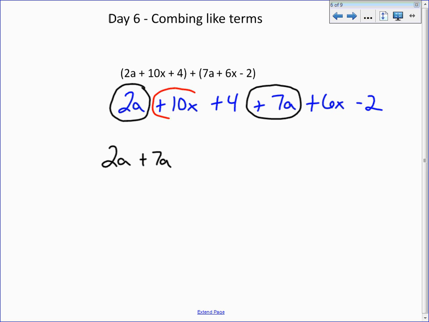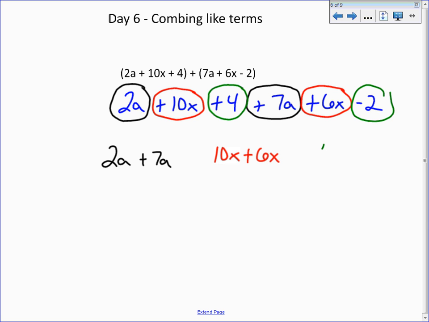Then we look at our positive 10x. Any other x's? Yep, there's a 6x here. So we're going to have positive 10x plus 6x. And then finally, we have 4 with no variables. Do we have anything else without a variable? Yes, we have this minus 2. So we're going to have 4 minus 2.